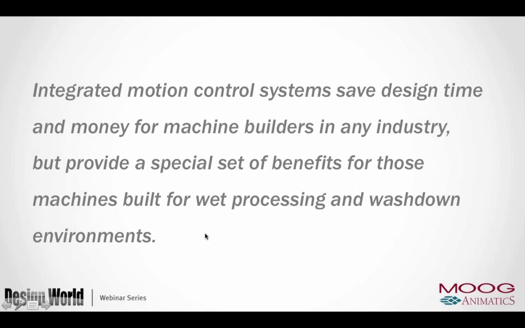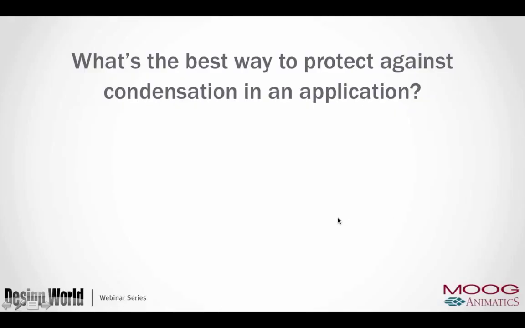Okay, integrated motion control systems save money for machine builders in the industry, and they provide a special set of benefits for those in wet processing. What I want to do is go over this and give you an idea of what's really going on. Because of the idea of an integrated motor, there's a little bit different way of approaching things. What I'd like to do is approach what happens in a wet environment. How do we even look at a wet environment? First off, there's a protection you need to have against condensation, for example, in an application.